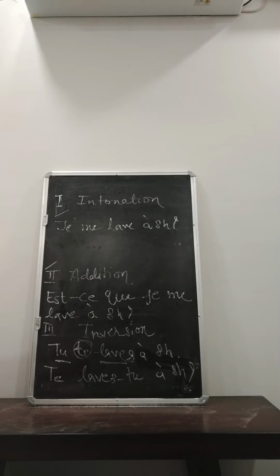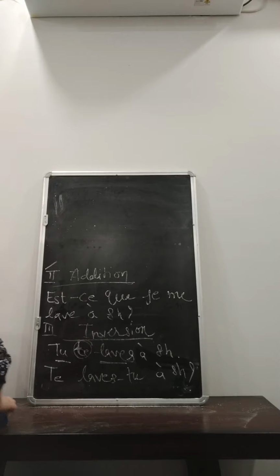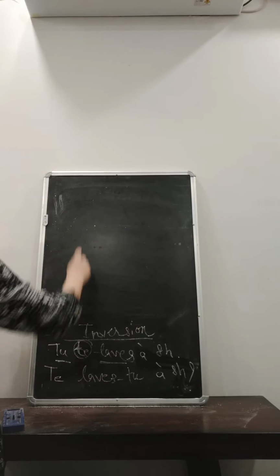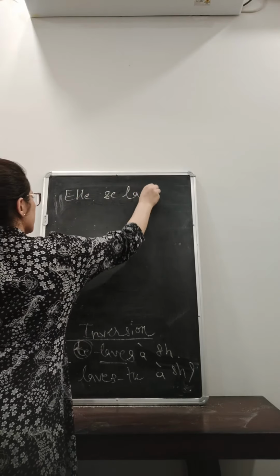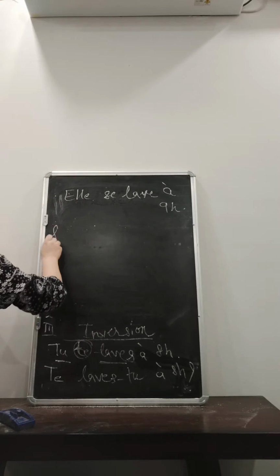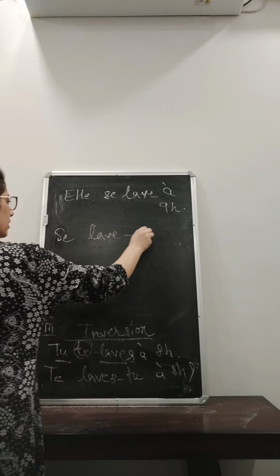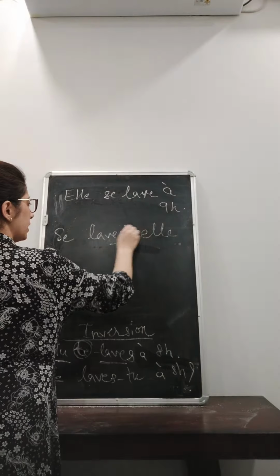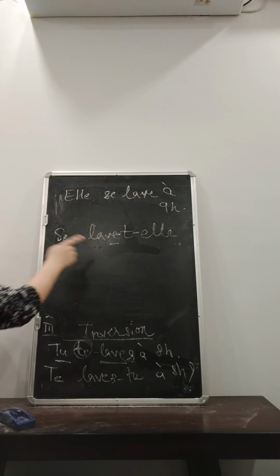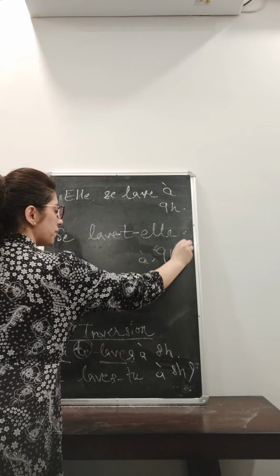I'm taking one more sentence here. That is, elle se lave à 9h. She takes bath at 9 o'clock. So how are we going to ask a question? Se will come first, then lave, then elle. As E and E are clashing, we know the rule, we have to write t in between. Se lave-t-elle à 9h? Does she take bath at 9 o'clock?